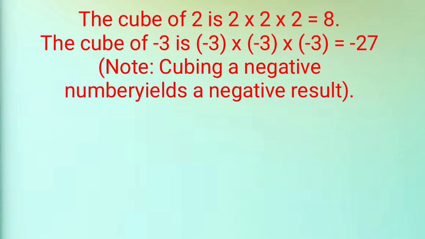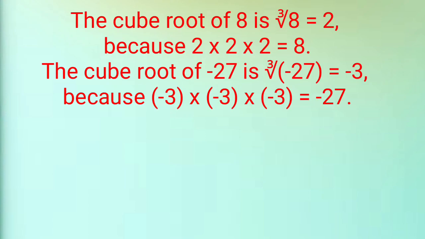Cube roots. The cube root of a number is the value that, when multiplied by itself twice, gives the original number. It is the opposite operation of cubing. For example, the cube root of 8 is 2, because 2 x 2 x 2 equals 8. The cube root of minus 27 is minus 3, because minus 3 x minus 3 x minus 3 equals minus 27.